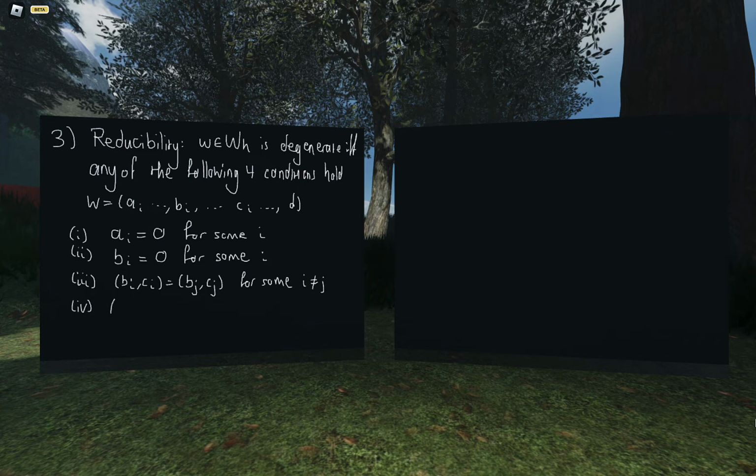And maybe they're not equal, but they are opposite. I'll write it like this: negative Cj. So Bi is equal to negative Bj and Ci is equal to negative Cj. So if you negated one of the units, then they would fall under condition 3. Again, for some i not equal to j.